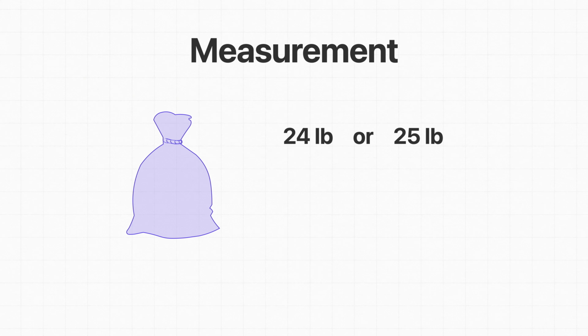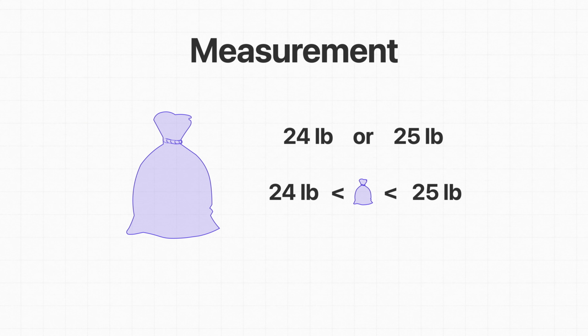Take weight, for example. Suppose you're weighing a sack of rice. You use pounds. If it weighs exactly 24 pounds, there's no problem. If it weighs exactly 25 pounds, there's no problem. But what if it's somewhere in between? How do you measure it?